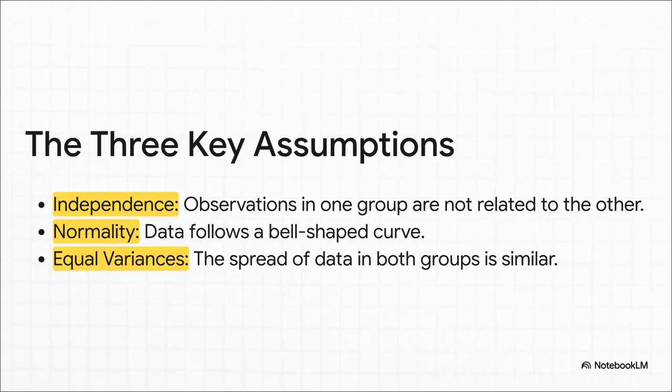First, there's independence. This just means the measurements in one group have no connection to the measurements in the other. Simple enough. Second, normality. That's our classic bell-shaped curve we keep talking about. And third, equal variances, which just means the data in both groups is spread out to about the same degree. Which test you end up choosing depends completely on which of these rules your data actually follows.